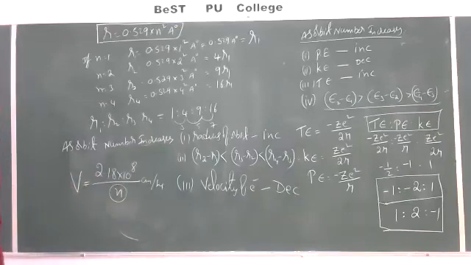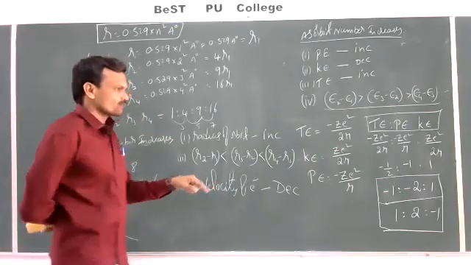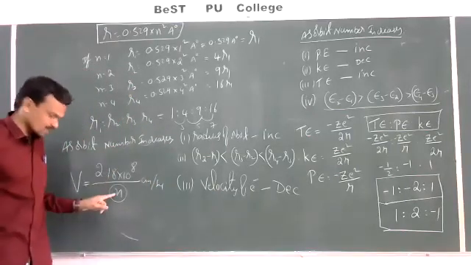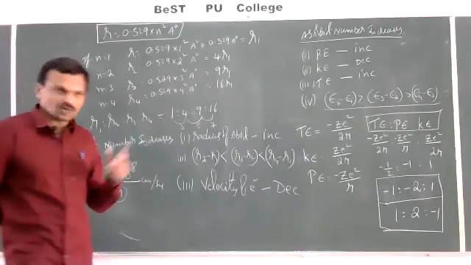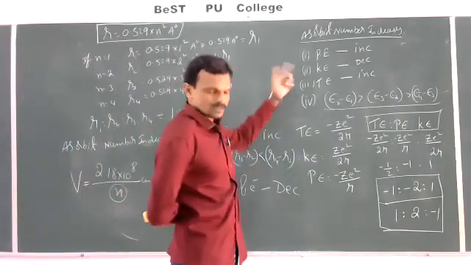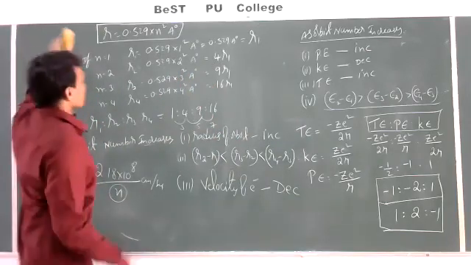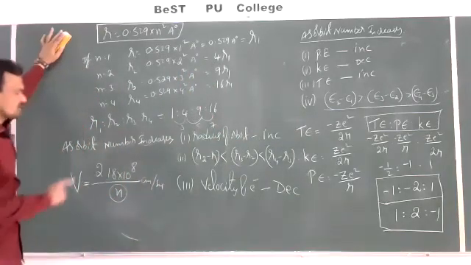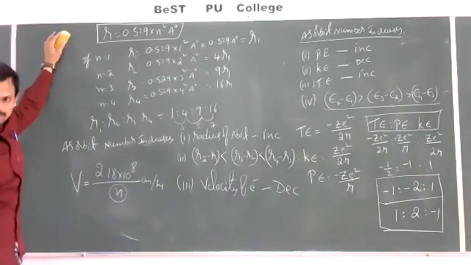What about velocity? As the distance from the nucleus increases, that is, as the orbit number increases, the velocity of the electron decreases. For that reason, the kinetic energy decreases. So this is about the variation of radius, energy, and velocity of the electron with increasing orbit number.